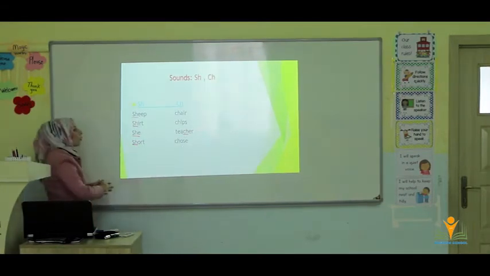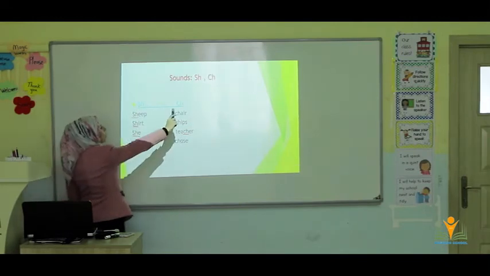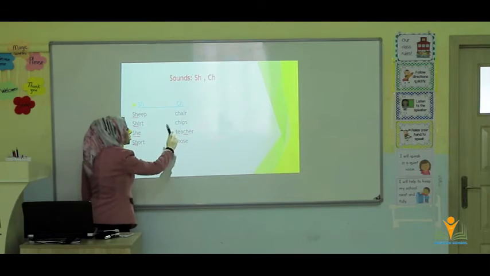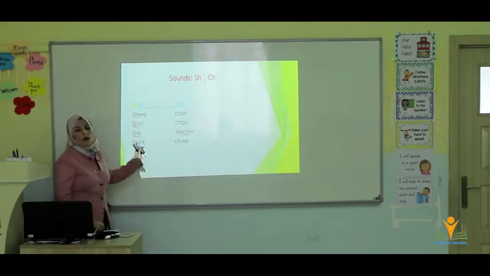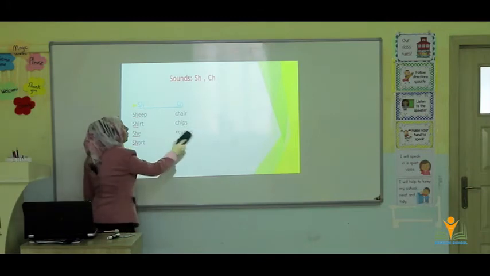I'm going to read it one more time. Sh: ship, shirt, she, short. Ch: chair, chips, teacher, choose. Okay, this is the sound of sh and ch. Now, let's go to the next.